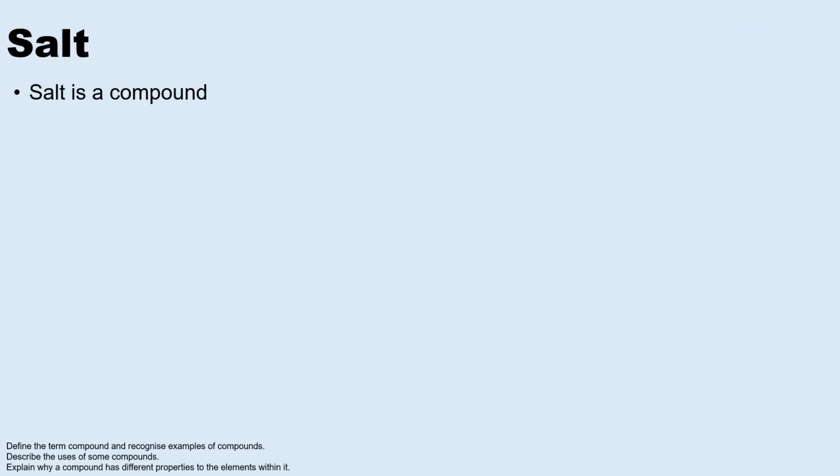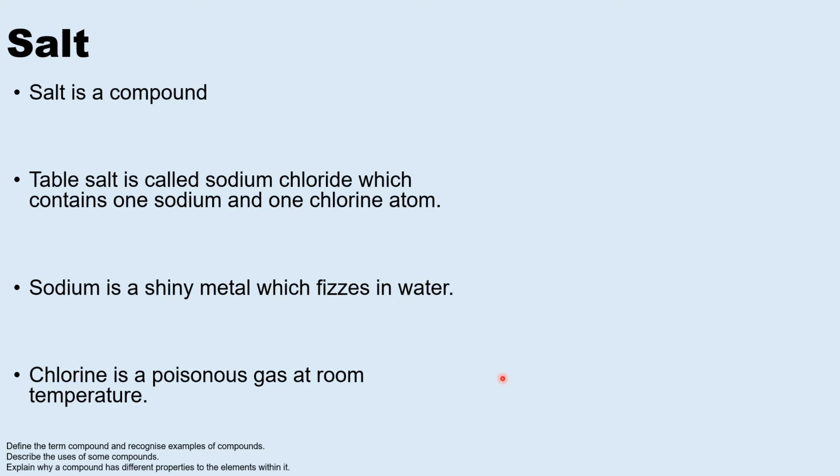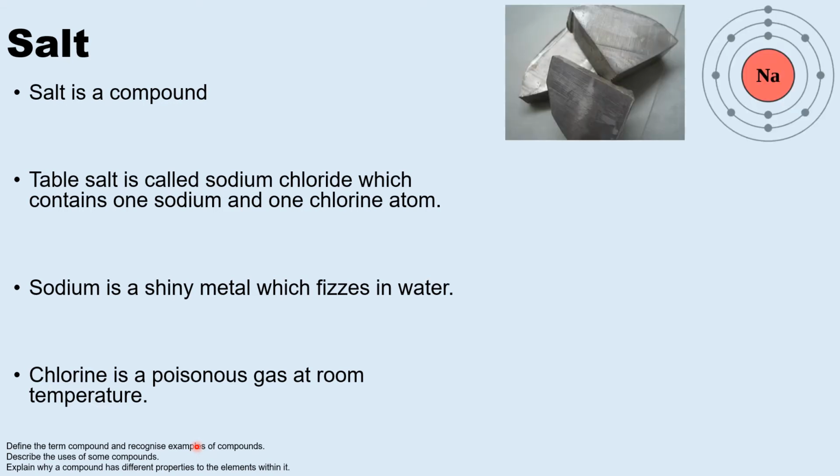So let's look at salt then. Salt is also a compound. Table salt is called sodium chloride, which contains one sodium and one chlorine atom. Sodium is a metal, remember, and chlorine is a halogen gas. Sodium is a very shiny metal when cut, and it fizzes in water. And chlorine is a poisonous gas at room temperature, but combined, they're perfectly safe to eat.